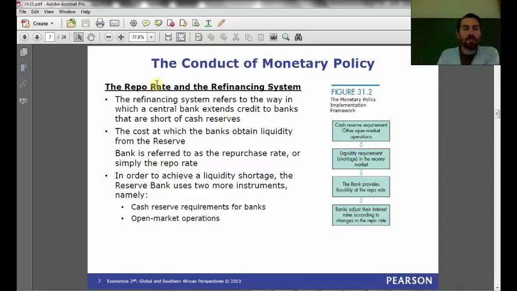What is the repo rate? Remember, the repo rate is the rate at which banks can borrow from the Reserve Bank, okay? It's a repurchase rate. The refinancing system refers to the way in which the central bank extends credit to banks when they are short of cash reserves, okay? It's called refinancing, and it's called a repurchase, if you recall from the previous discussion, because what the commercial banks do, technically, is they sell some of their loan portfolio to the Reserve Bank with the agreement that they will buy it back, okay, at a later stage.